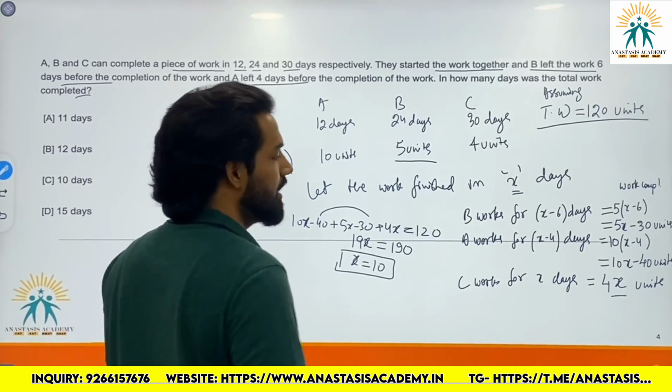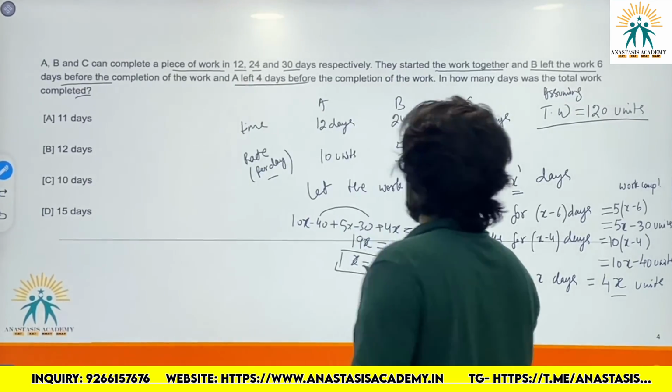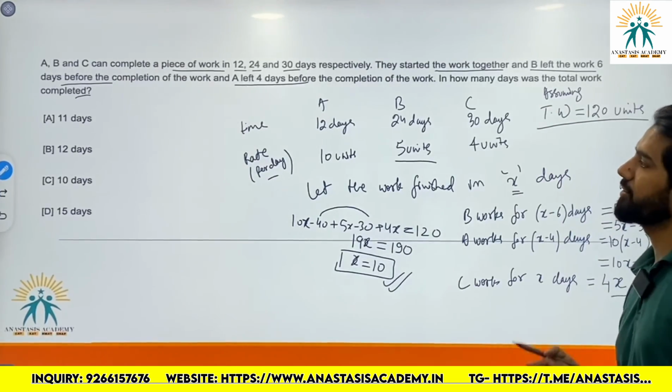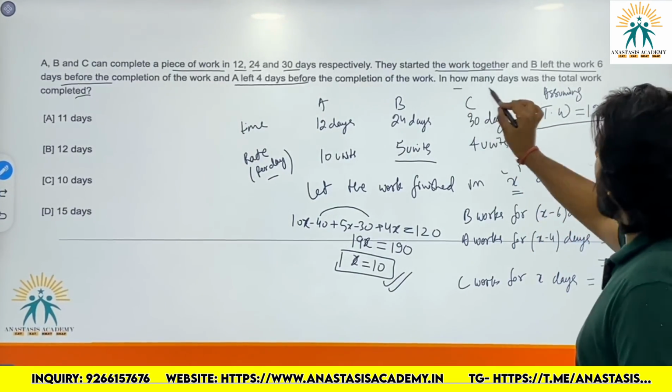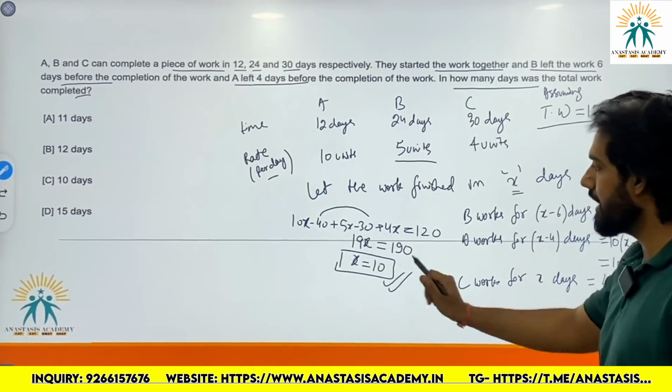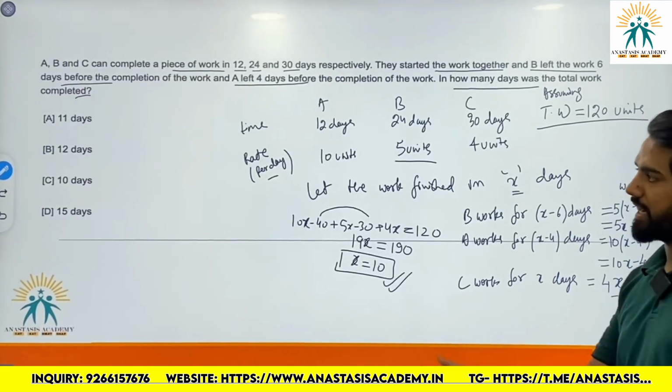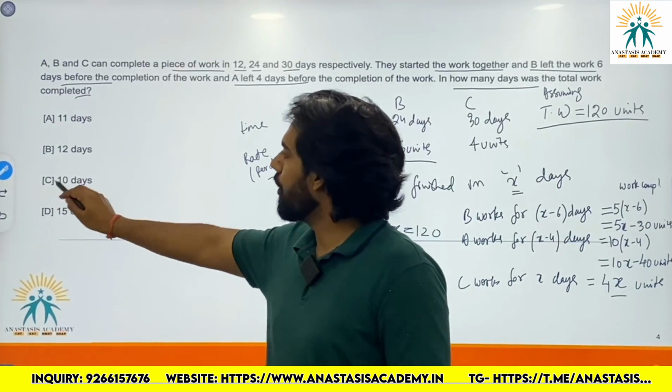So they work for a total of 10 days. So the correct answer to this question, in how many days was the total work completed? The total work is completed in 10 days. So the correct answer would be option C.